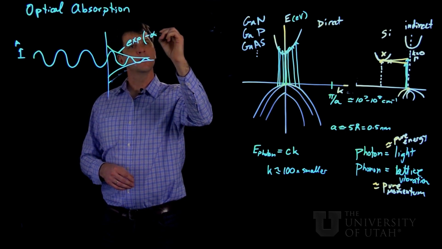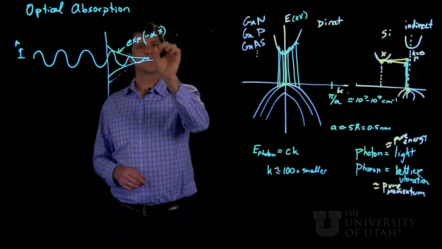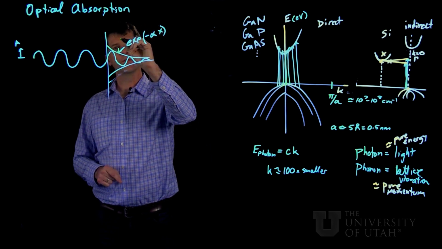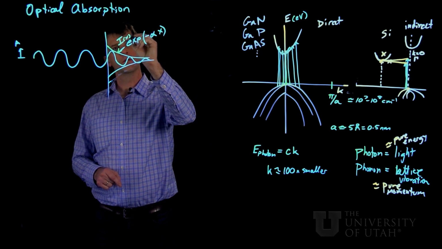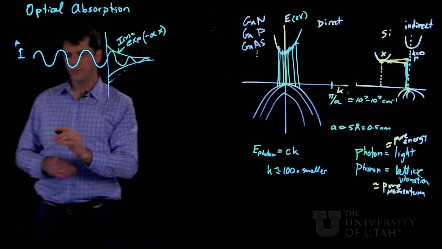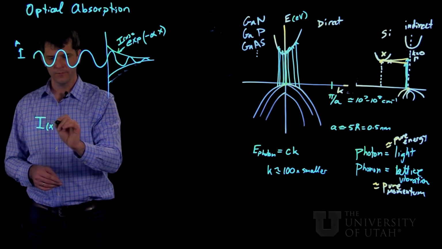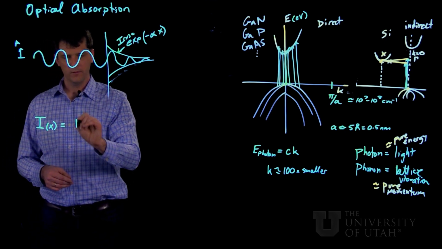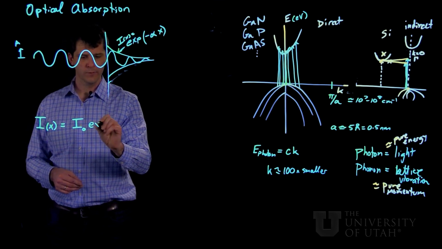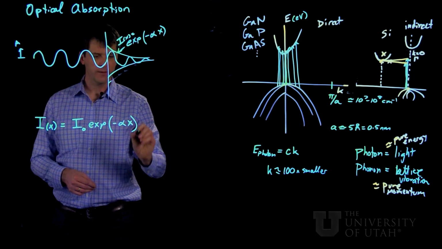which we characterize by the absorption coefficient alpha. And it turns out it's more useful to define this in terms of intensity. What's called the Beer-Lambert law says that the intensity as a function of distance into the material equals I naught, which is the value at the surface, times exponential to the minus alpha times distance x.